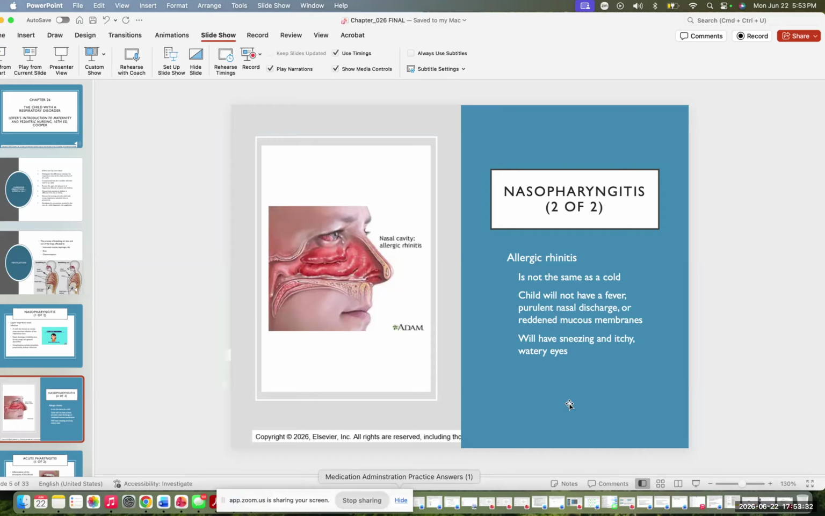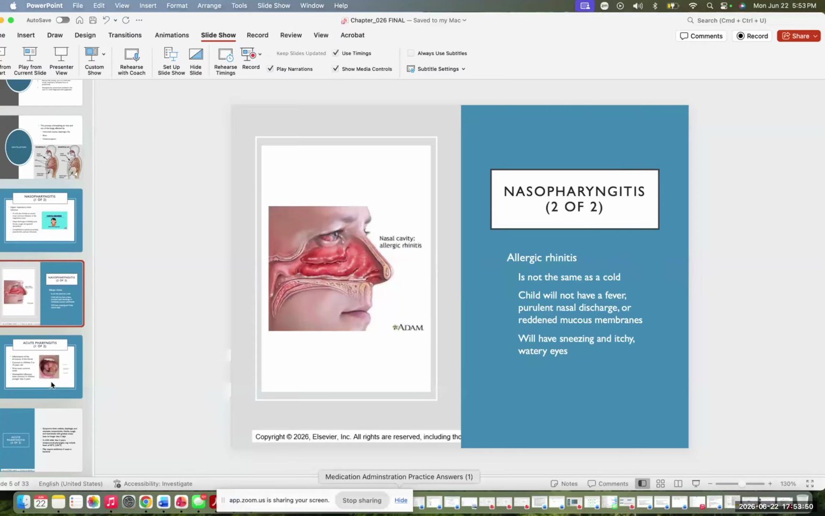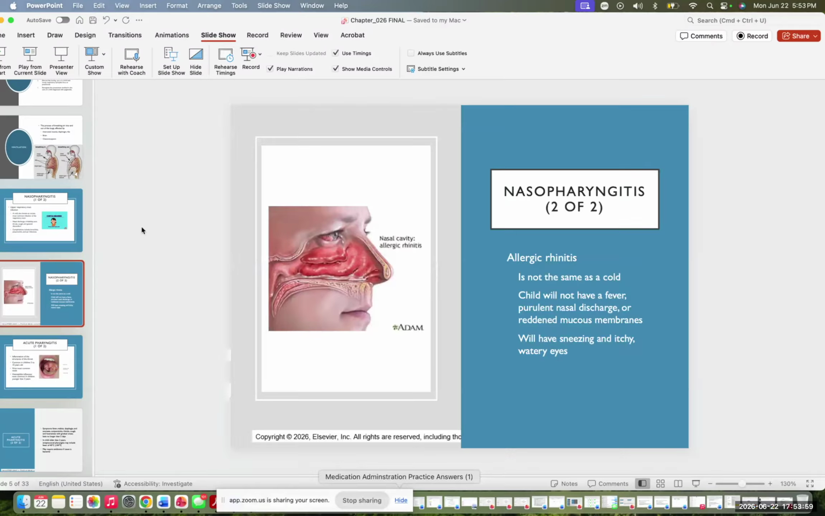Even with kids, you could buy it at CVS. It's like a spray bottle that just washes out that nasal. If they use that 80% of the time, this allergic rhinitis will go away because it's cleaning the nasal passages of that irritant. Okay. When it becomes acute, so, sorry. Any questions on nasopharyngitis? Okay, so what I want you to know is you can get that from a cold and you can get it from an allergy. And I want you to know the differences between those two.